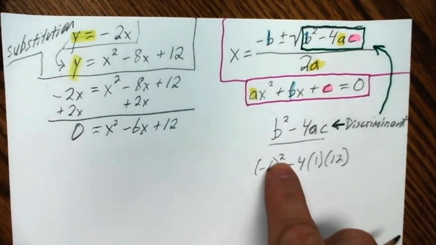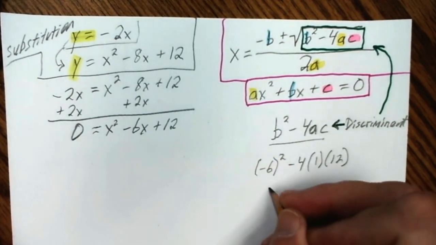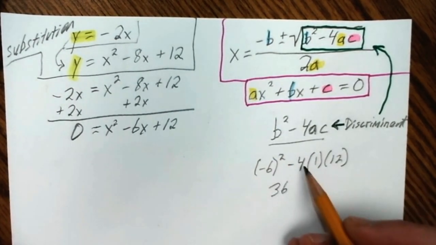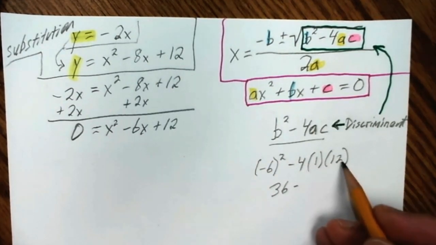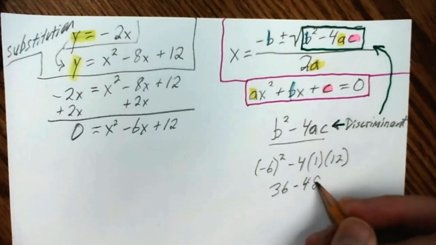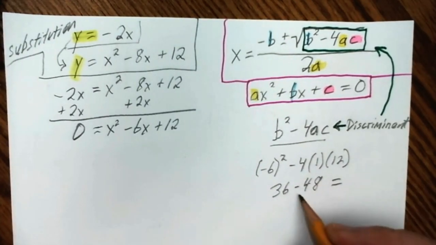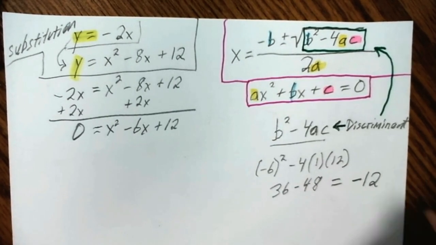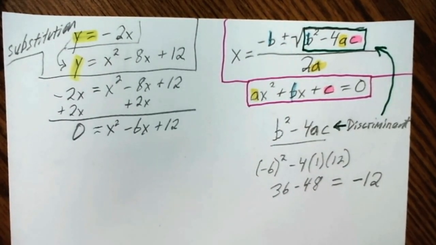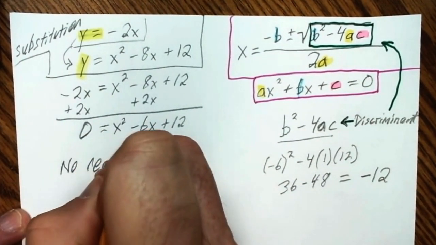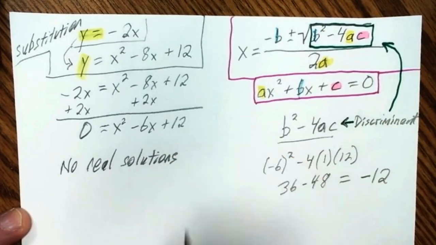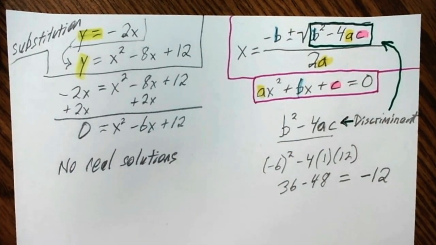Okay, negative 6 squared. So negative 6 times negative 6 is 36. Minus 4 times 1 is 4. And 4 times 12 is 48. The discriminant equals 36 minus 48, negative 12. So the solution to this is no real solutions. You're like, what? You already know that, Mr. Brock? You haven't even, how did you get that already?